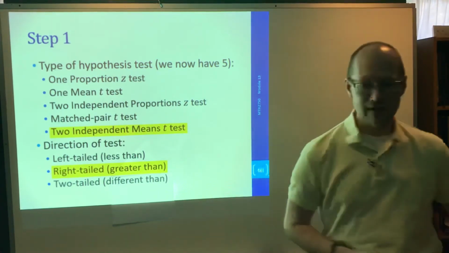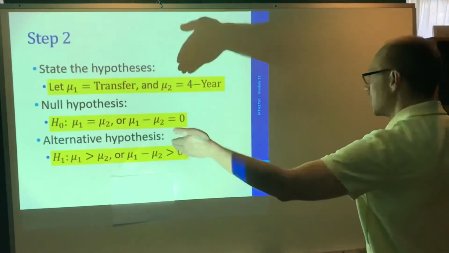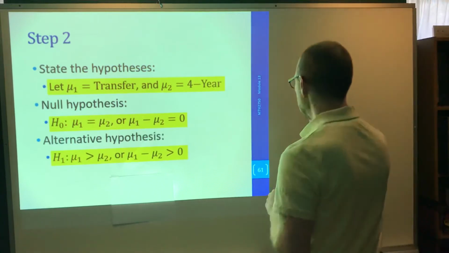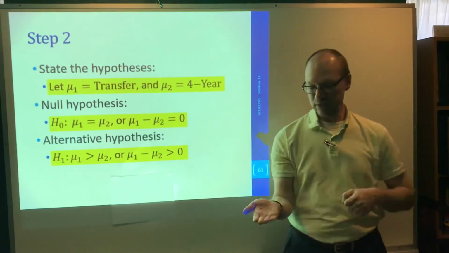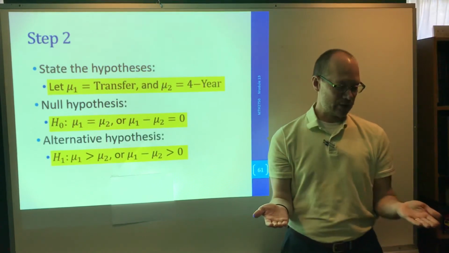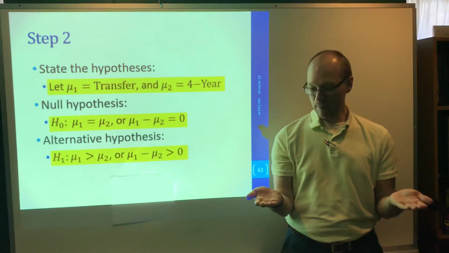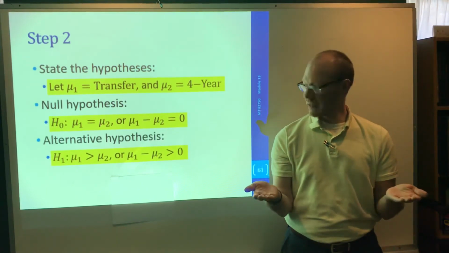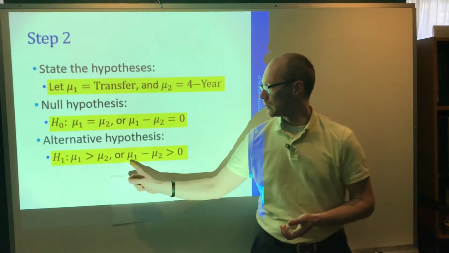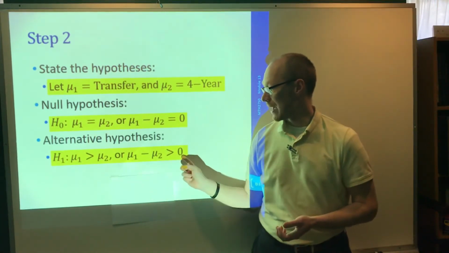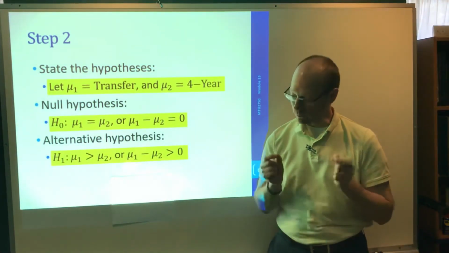And this is going to be a right tail. Why is it going to be right tail? Because we're defining it as transfer and directly to. So if you've got these two, the transfer and the directly to the four-year institution, we think that this one might be longer. So if this one is longer in that order, if you subtract them, longer minus shorter, you're going to get something positive, greater than 0. Greater is a right tail test. So we can process through that.